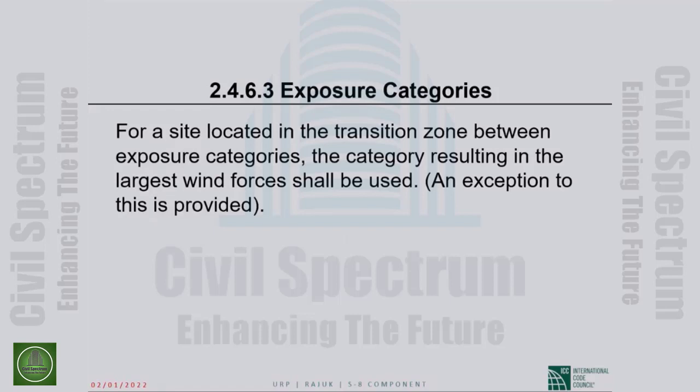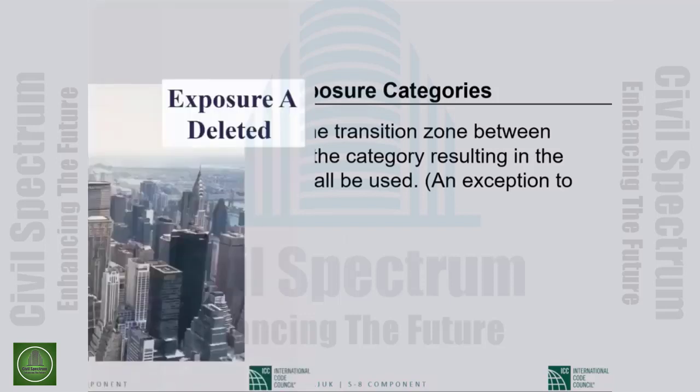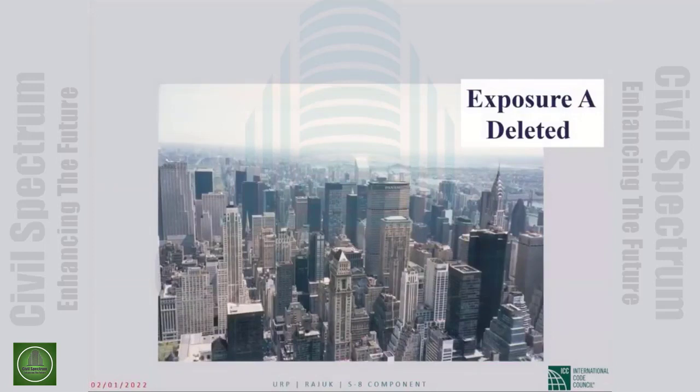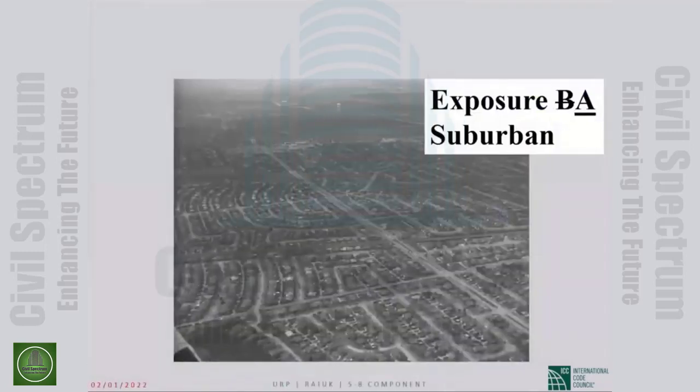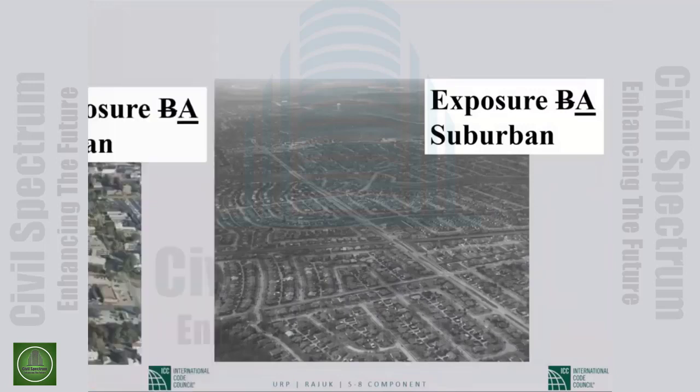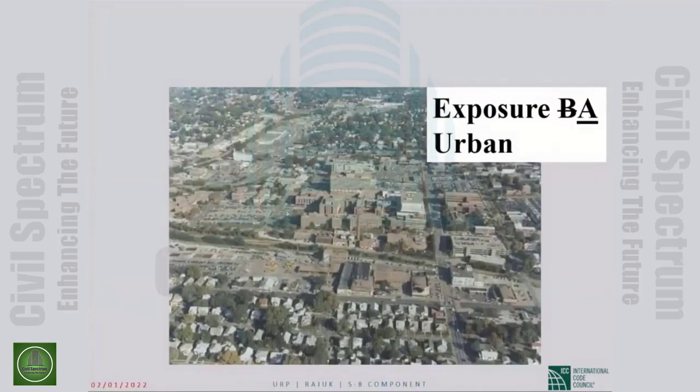For a site located in, this I'll let you read. Okay. So in ASCE 7, I don't remember until which edition, there used to be these pictures of exposure A that has now been deleted. This is exposure B, Bangladesh exposure A, suburban exposure. I think the pictures are still very helpful. Now they are gone. I don't think they're in there.